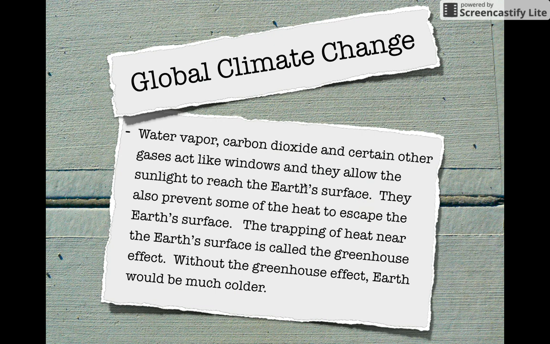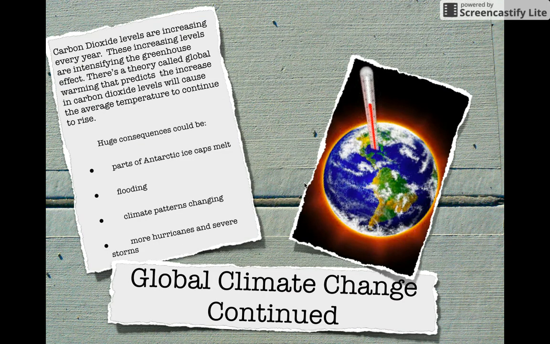Continuing on with global climate change, water vapor, carbon dioxide, and certain other gases act like windows, and they allow the sunlight to reach the Earth's surface. They also prevent some of the heat from escaping. The trapping of heat near the Earth's surface is called the greenhouse effect. Without the greenhouse effect, Earth would be much colder.